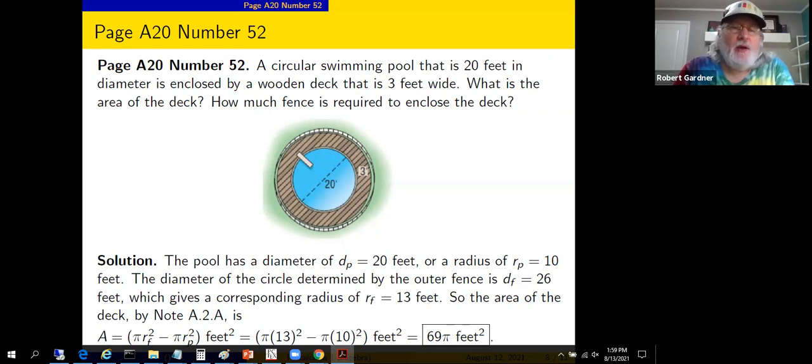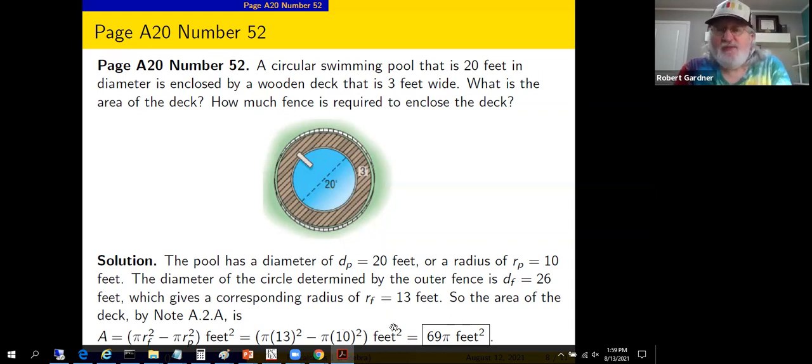So the area of the deck is just like what we just did. We'll take an outer shape, this time it's a circle of radius 13, we'll find that area, and then we'll subtract off the area of the inner circle, a circle of radius 10. So we'd have pi r sub fencing squared minus pi r sub p, radius of the pool squared. The radius of the fencing was 13, r sub f equals 13, with the letters I introduced. The radius of the pool is 10. So that's pi 13 squared minus pi 10 squared, keeping up with the units.